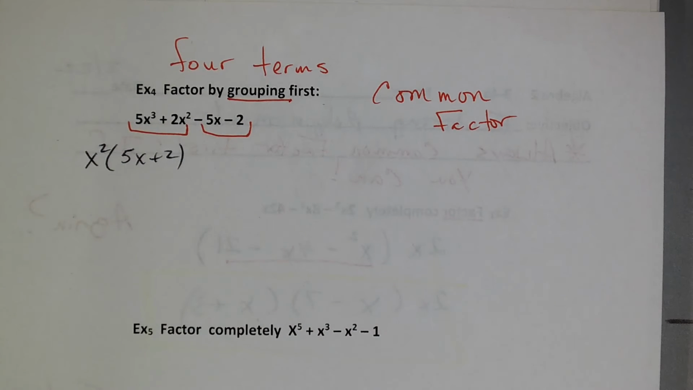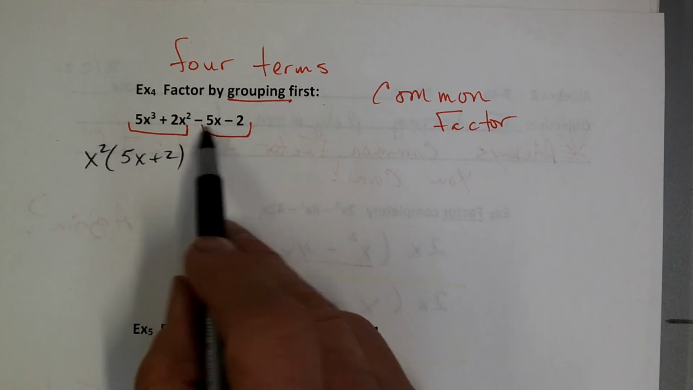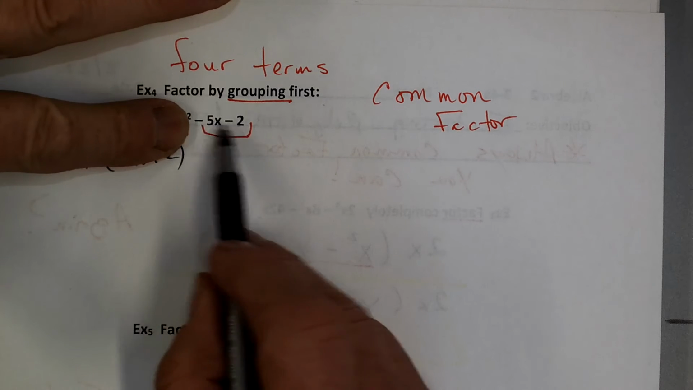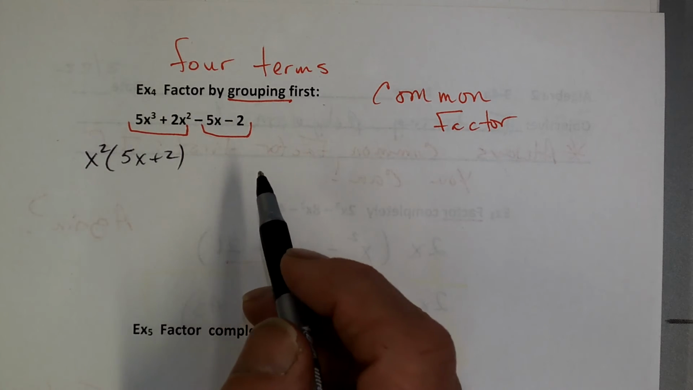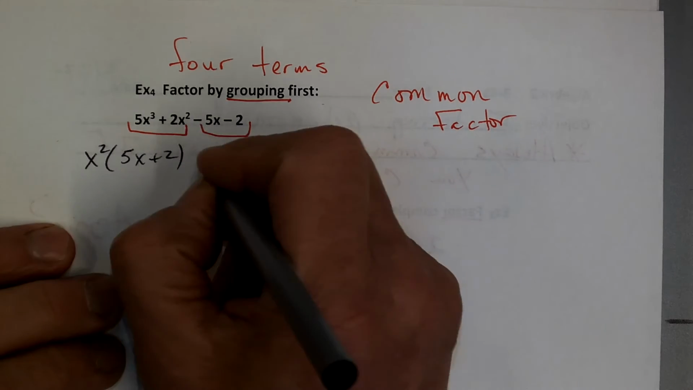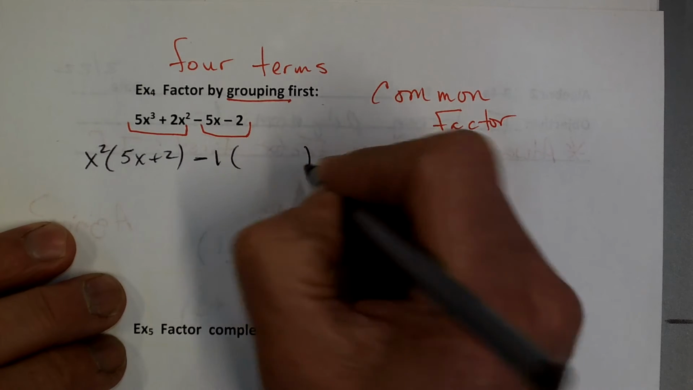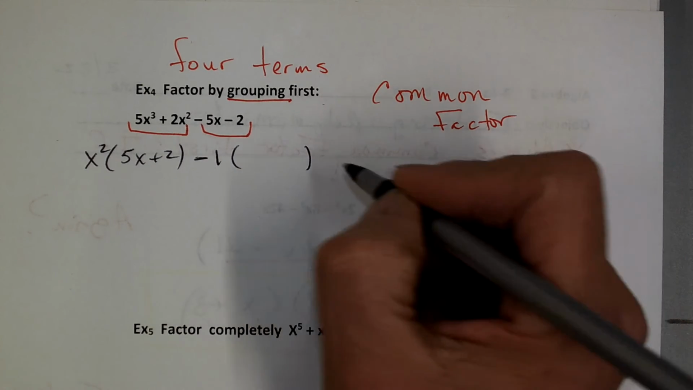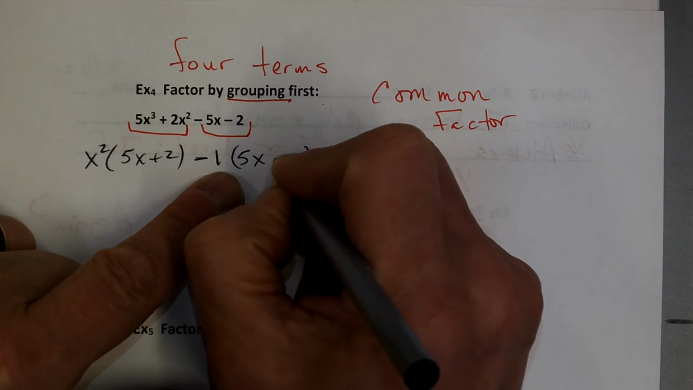How am I doing? Now the second group really doesn't have anything in common except, what's the one thing you see these two have in common? Do you see the negative? They both have a negative. So I'm going to take out a negative 1, because that's what they have in common, and let's see if that helps. If I take out a negative 1, I have a positive 5x, and a positive 2.